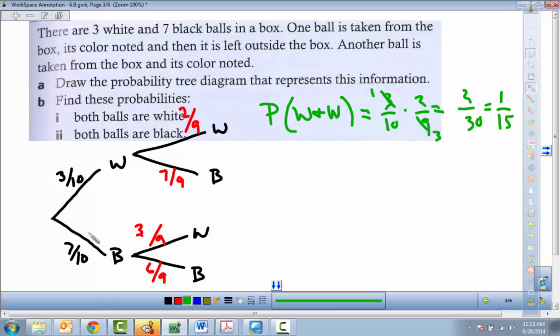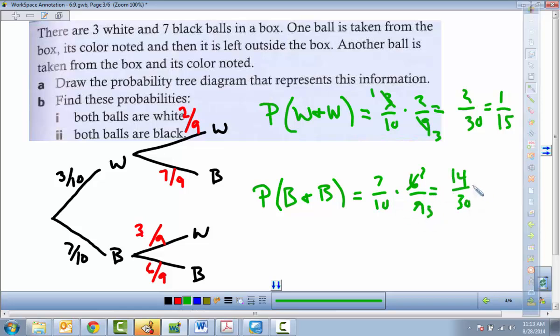Both are black. Okay, that's going to be across the very bottom of the tree. Probability, black, and then black. So 7/10 times 6/9. 6/9 reduces to 2/3. 14 over 30, also known as 7/15. You'll find that once you're able to get this tree built with the probabilities labeled on it clearly, these probability questions are actually quite manageable to get through.